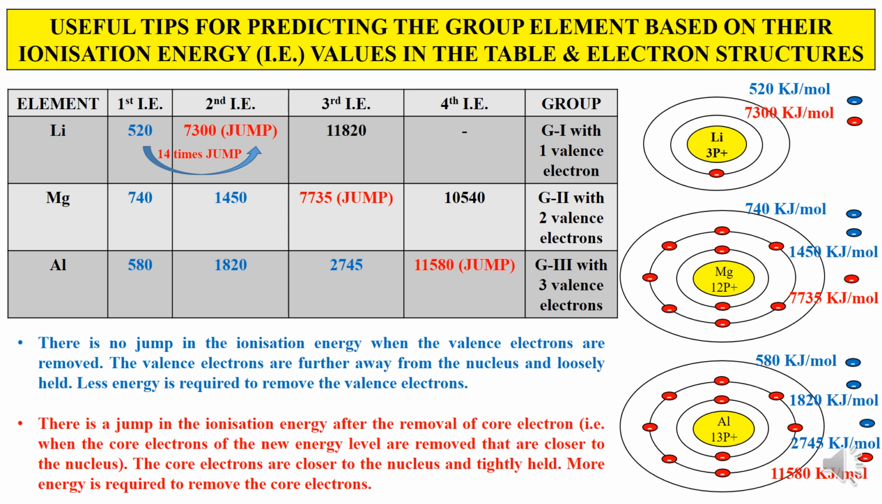So how to identify or predict the group of the element? You should see where actually is the jump in the ionization energy. In case of lithium, there is a jump after first ionization, and therefore it belongs to group 1 with 1 valence electron. Magnesium, you see a jump after 2 ionizations, therefore it belongs to group 2 with 2 valence electrons. In case of aluminium, you see a jump after 3 ionizations, therefore it belongs to group 3 with 3 valence electrons.